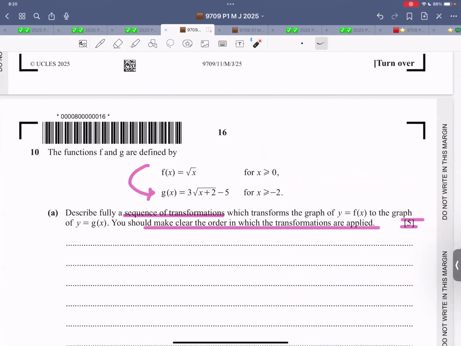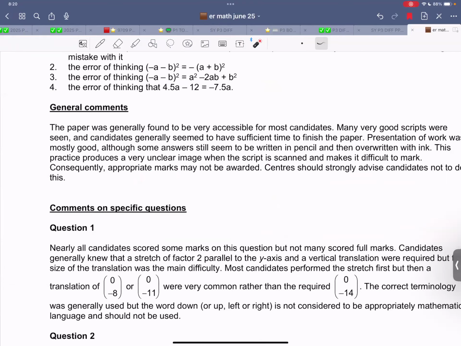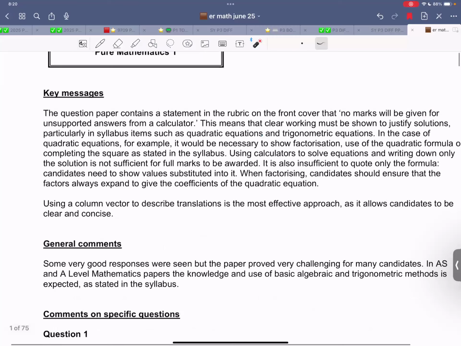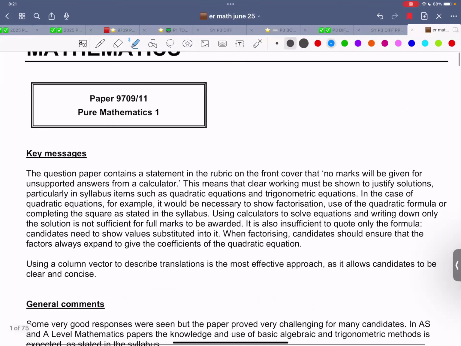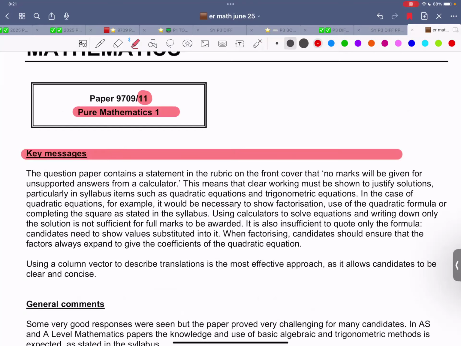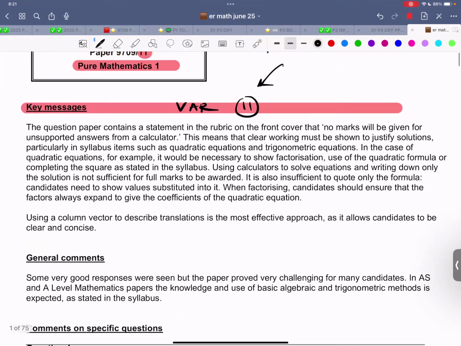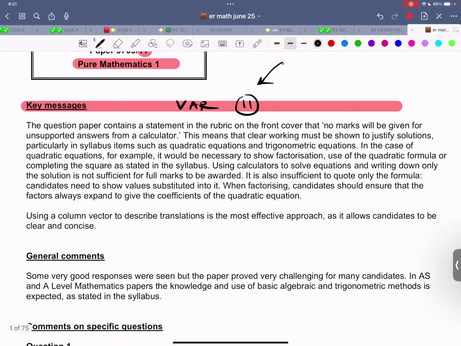So now let me go to the exam report. And there is the exam report, and I would be focusing on different exam reports, all of P1. And let's do a little bit of coloring. So this is pure maths 1. This is variant 1-1. This is the key message for this variant. So this is May, June 2025 and variant 1. So now let me focus on the key messages.